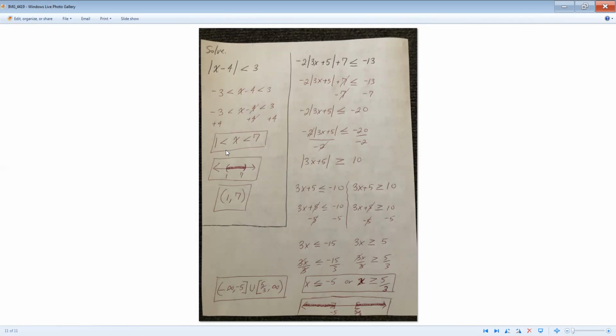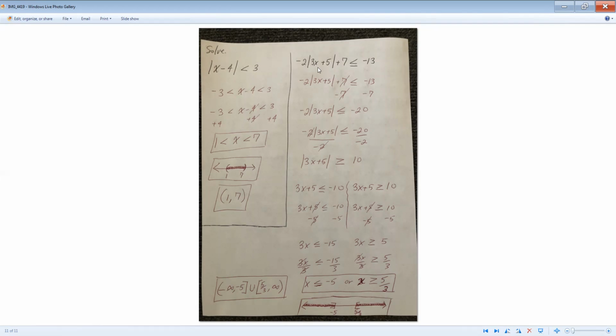Doing so, we have 1 is less than x, x is less than 7. In other words, x is greater than 1 but less than 7. Those are the values in between 1 and 7. So those are values that we'll shade. And because we have the less than symbol, we will use parentheses.